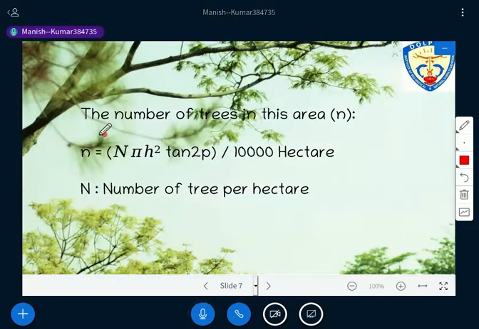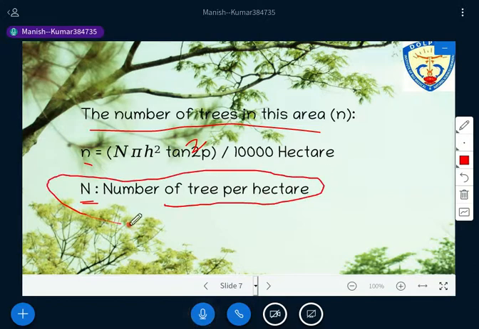Then we have to count the number of trees, as we have already counted the number of trees in horizontal point sampling. So the number of trees in this area will be again the same, n, if it is small n, n pi h square tan square p upon 10,000 hectare, and this capital N is the number of trees per hectare. How many trees are there per hectare? You need to make this correction. Remember, N pi h square tan square p, not tan 2p, divided by 10,000 hectare.